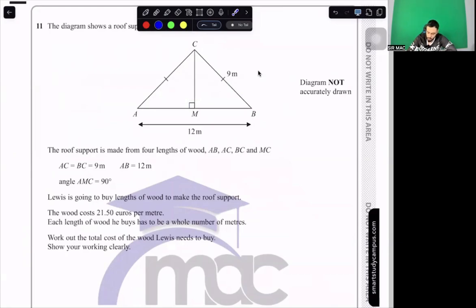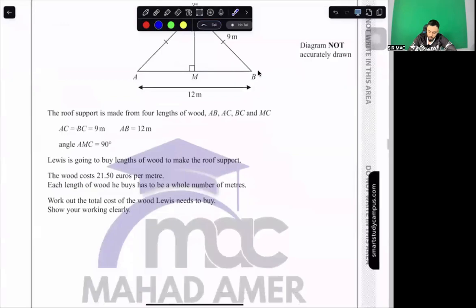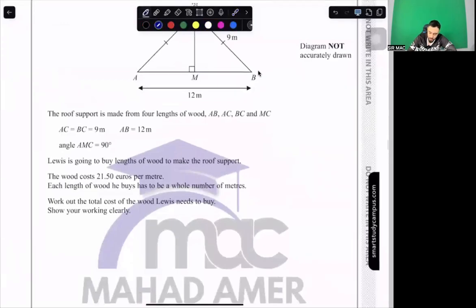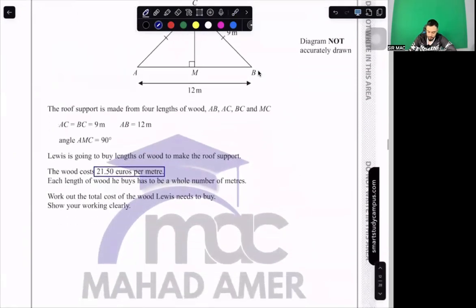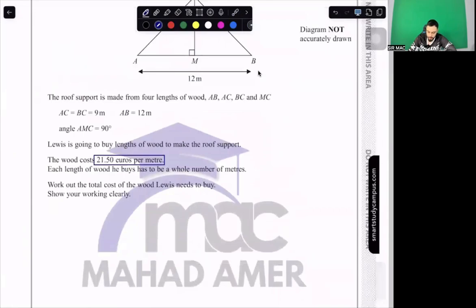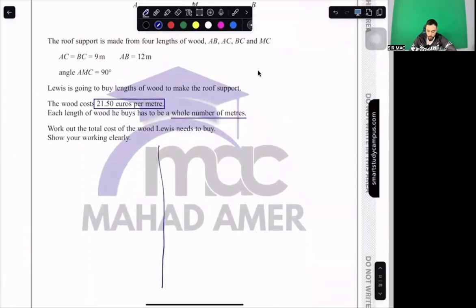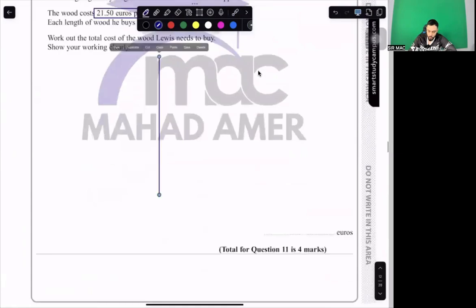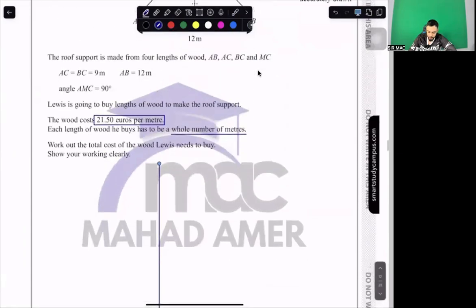The wood costs 21.50 euros per meter. Each length of the wood he buys has to be a whole number of meters. Work out the total cost of the wood Lewis needs to buy. Show your working. Excellent question.